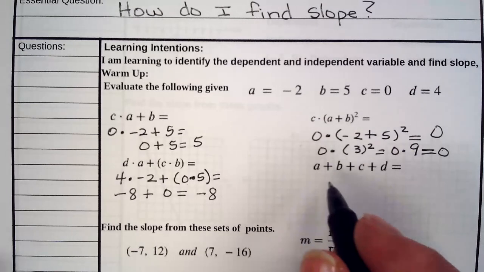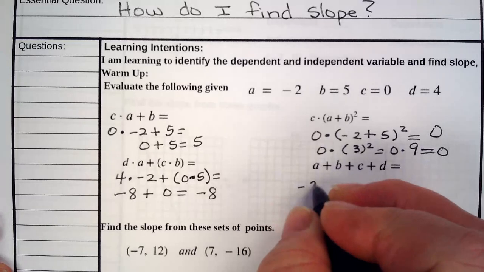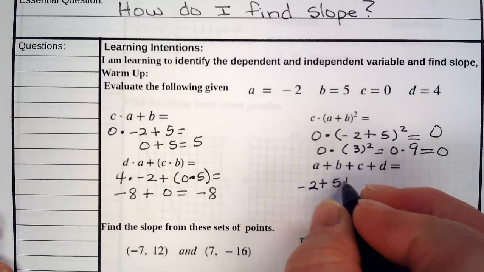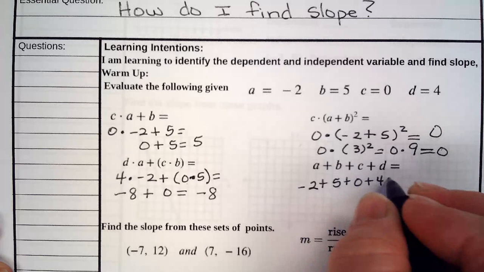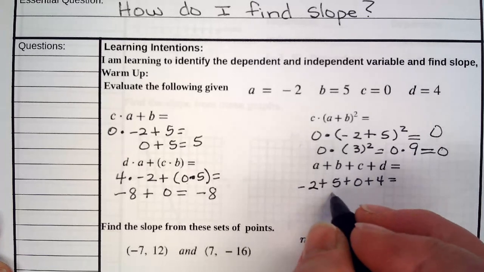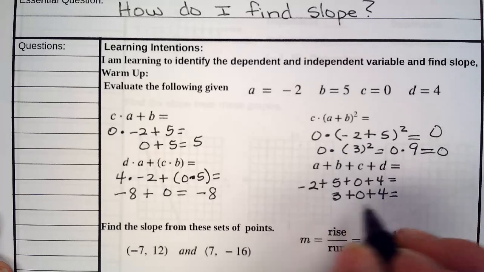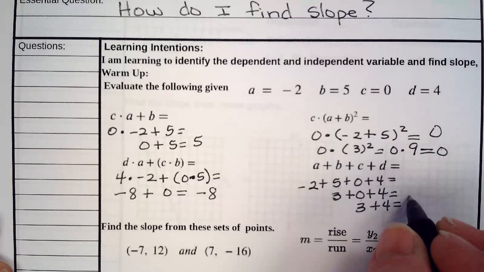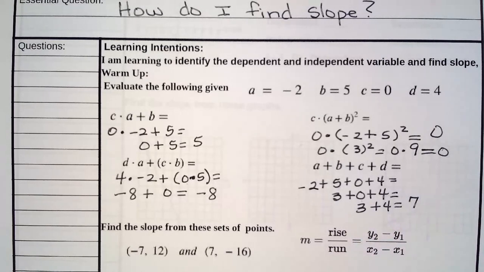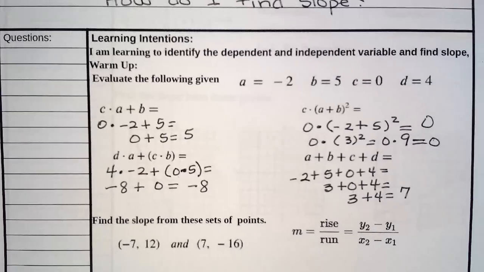Okay, for the last one, we're going to add them together. -2 plus 5 plus 0 plus 4. -2 plus 5 is 3, plus 0 is 3, plus 4 is 7. Hopefully you were able to do those on your own and get the answer correctly. If not, we need to practice more on substitution.